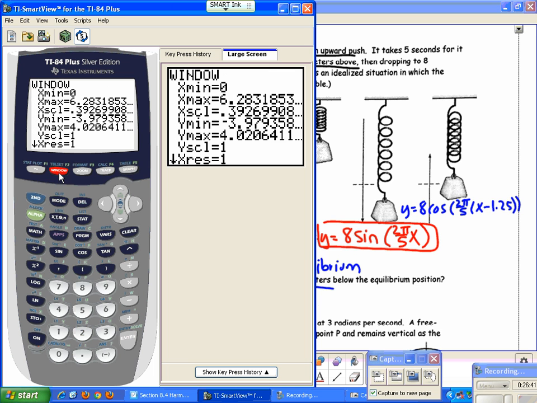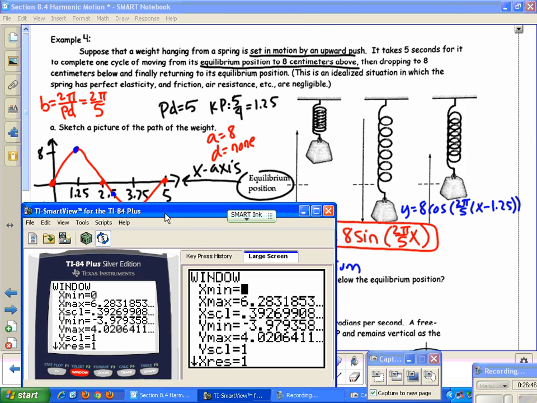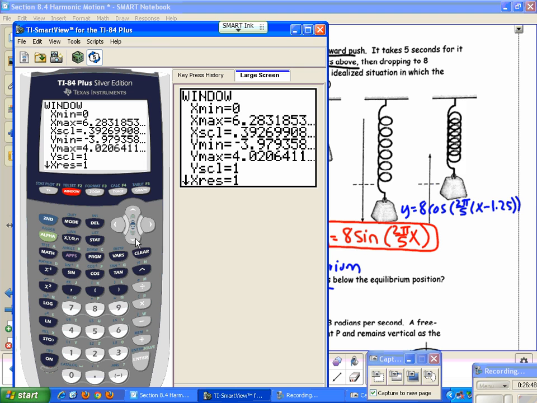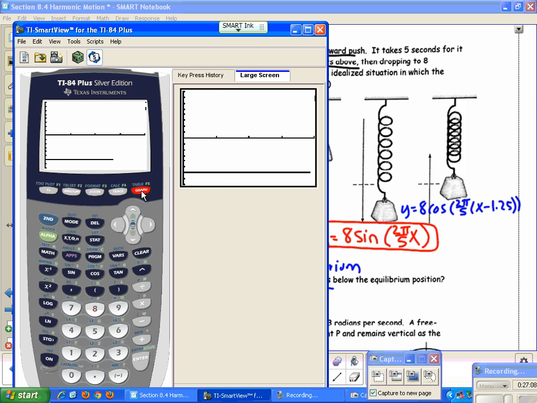And I need to change my window. So I'm going to change my window from 0, and then I would use the first wavelength, which is 5, or you could do twice the wavelength, it doesn't really matter. My key points are going by 1.25, so I like to always put those in. And I know that I'm going from negative 8 to 8. So I'm going to change that window for my y max and min as well. And then I'm going to hit graph. So there's my y equals negative 6. Here's my graph. So I see it hits here and here.